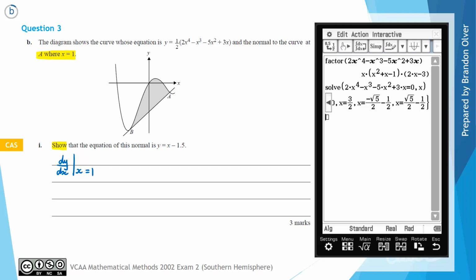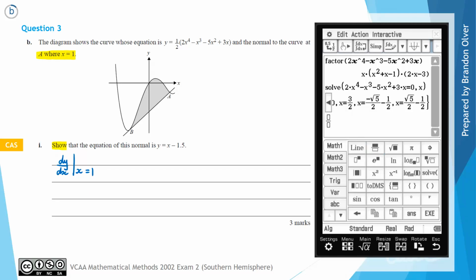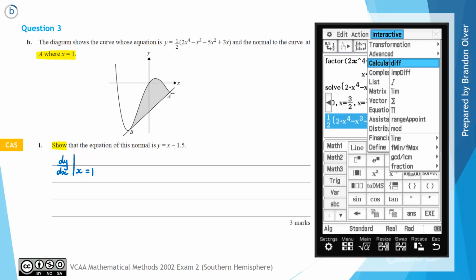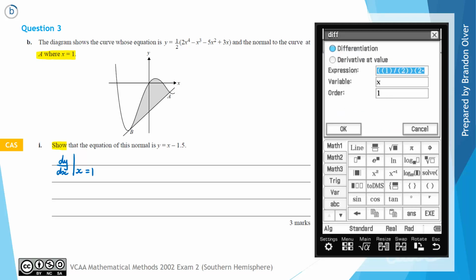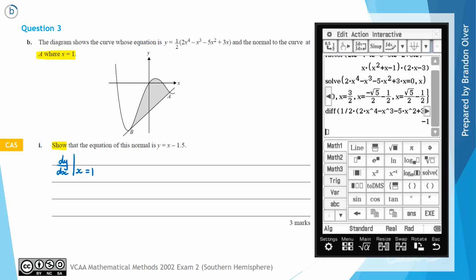Now on the calculator, we wanted to calculate the derivative when x was equal to 1. Just be aware that the equation slightly changed, so we need 1/2 to be multiplied by this same polynomial. Now we go interactive, calculation, diff, and we want to calculate the derivative at a value, and that value was when x is 1. So we put 1 in this final box, and hitting OK gives us the value of the derivative when x equals 1. From the CAS calculator, we found that that is equal to negative 1. So just so we can keep track of what we found, this is equal to the gradient of the tangent at the point A.